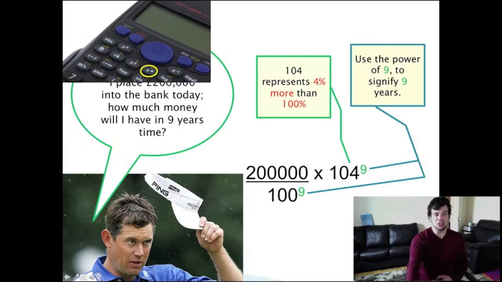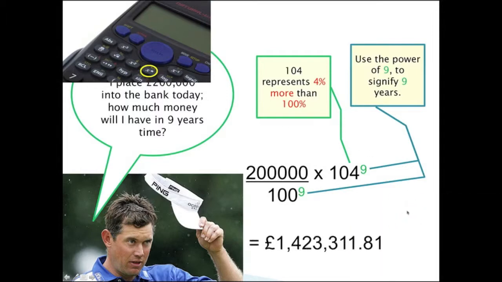This picture shows the calculator, or one that you'll be using which may be similar to this, x to the power of something. When you press that button, it will show you that you can express the calculation using to the power of 9. That is the power or index button. Please type it in your calculator and you'll find hopefully that the calculation will produce £1,423,311.81 to 2 decimal places.